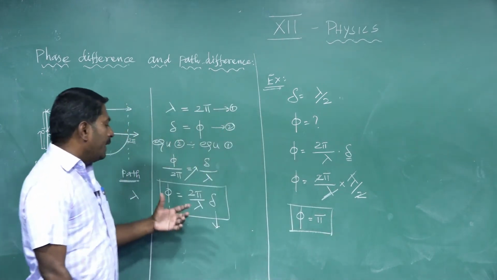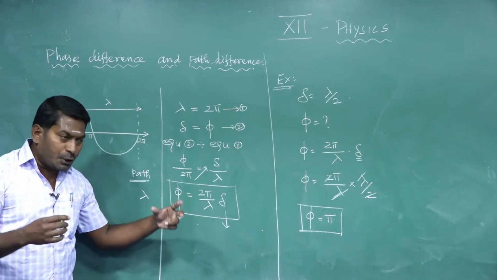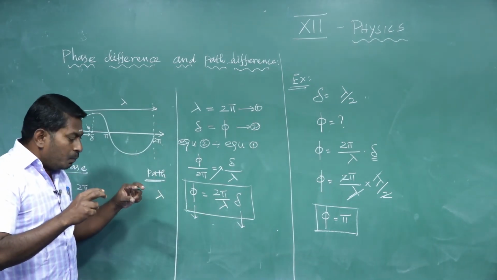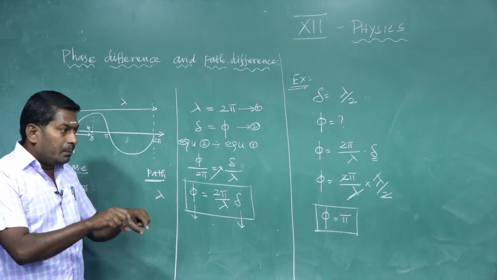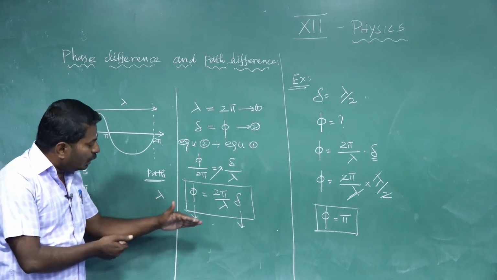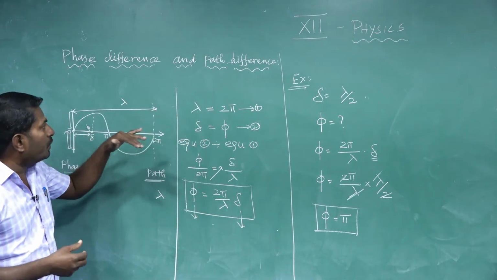So it is a simple relation connecting the phase of a wave and the path of a wave. We assume there are two waves propagated through the medium. The phase difference and the path difference of the waves can be calculated from this equation also. That is phase difference and path difference.